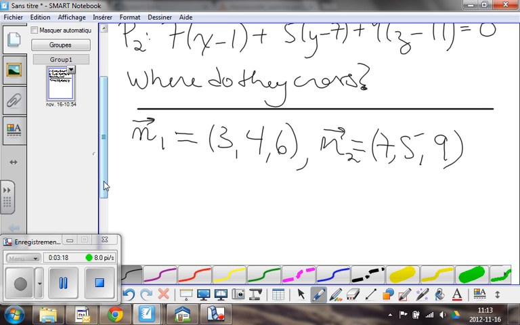Are they parallel? Are they proportional to one another? No. You need to say that on the homework. You can't just say the planes are not parallel. There's an explanation for that. This is not proportional to that.